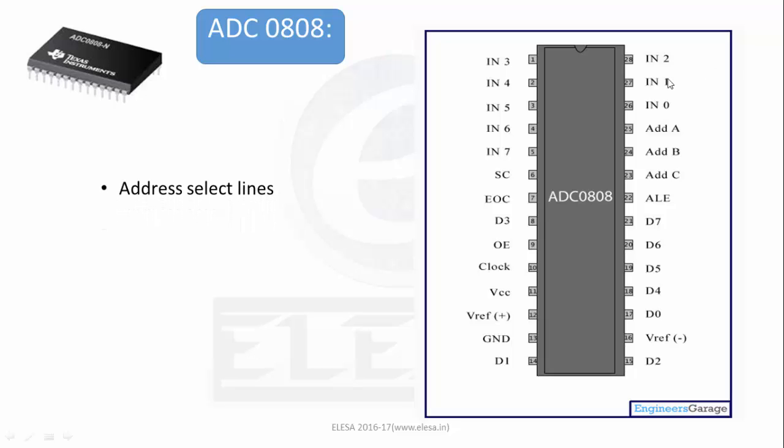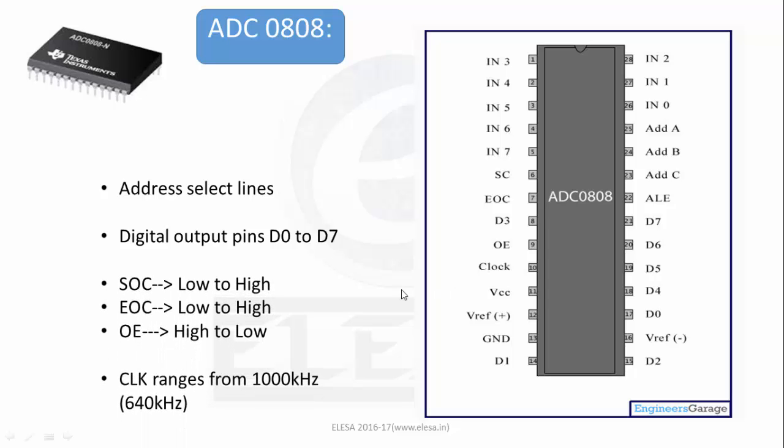There are 8 analog channels, that is IN0 to IN7. So we can connect 8 analog inputs at a time, and for selection of these channels, they have provided address select lines, that is A, B, C. If A, B, C are 0, 0, 0, then IN0 is selected, and if 0, 0, 1, then IN1 is selected, and so on. Then there are the digital output pins D0 to D7. These pins are used to display the digital output.